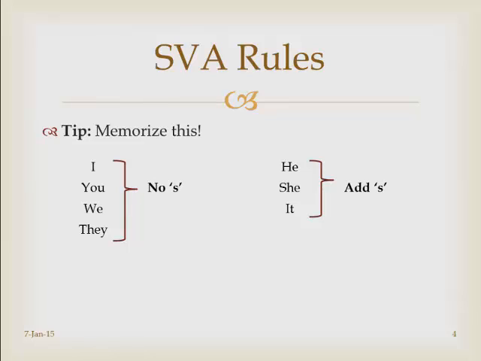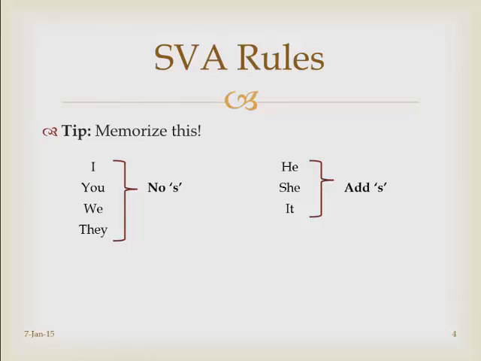Now, I've actually learned a song that could probably help you in case you cannot remember this. So it goes something like this. I, you, we, they, no S, no S. He, she, it, add S. So simple, so simple. Simple, isn't it?